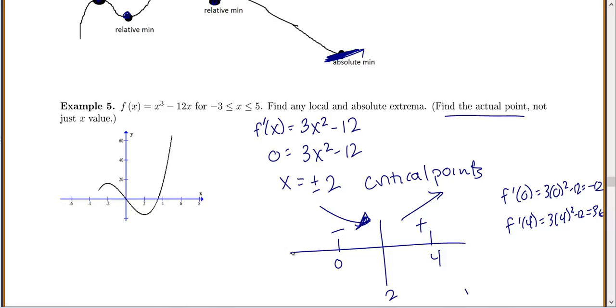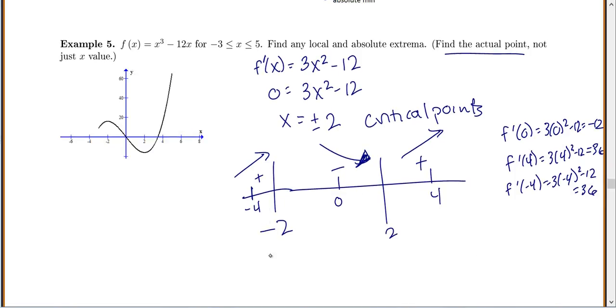Oh, what did I do? That was a plus or minus 2. I also need a negative 2, which means I should also test, let's say, negative 4. So f prime of negative 4 is 3 times negative 4 squared minus 12, which also equals 36. So positive, and we're going up.